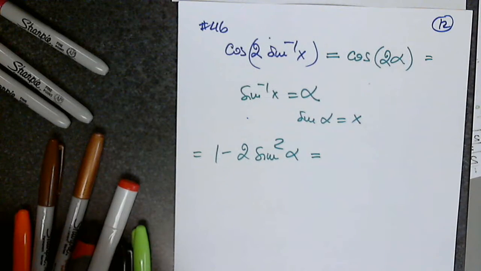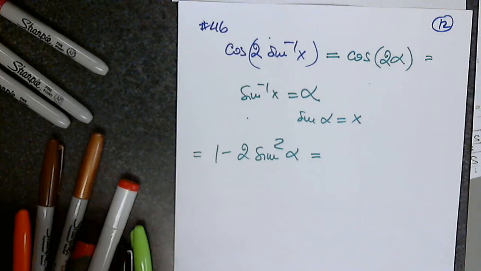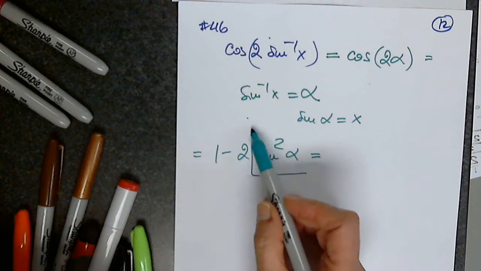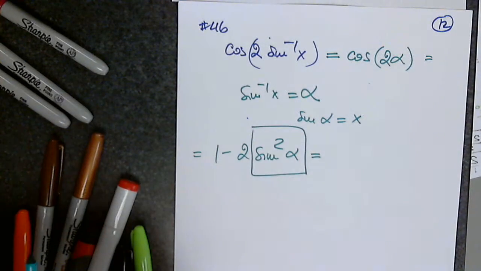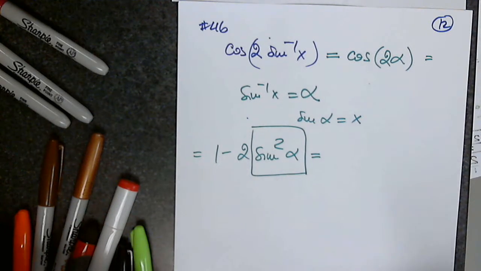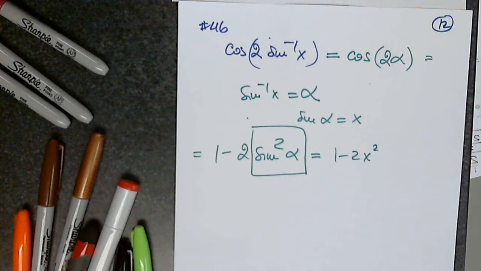But how much is sine squared alpha? Look at what we wrote. Identify it from what is written on my paper. So how much is this? It's written on the paper. That's 2x? No, when I square x, I don't get 2x. Sine alpha is x. How much is sine squared? X squared. Exactly. That's all we need to do.